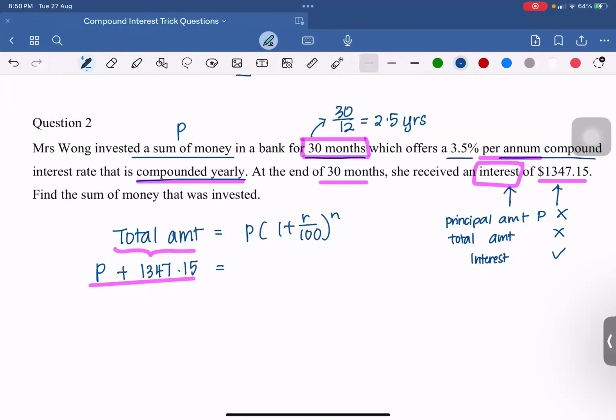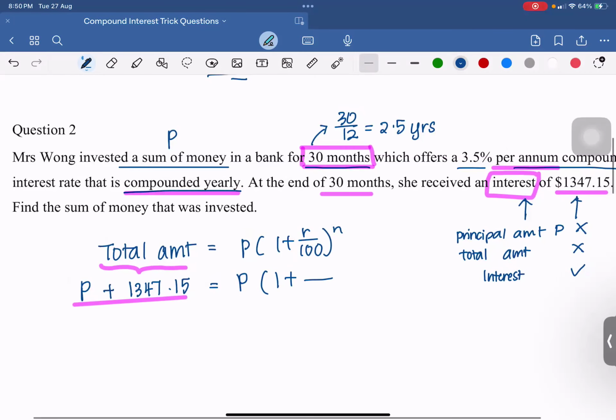It's normal to make mistakes. The P I still do not know. 1. Now, what is the interest rate to put? 3.5. Correct. 3.5. Power. Is it power 30? Power 2.5. Correct. Power 2.5. The trickier question.